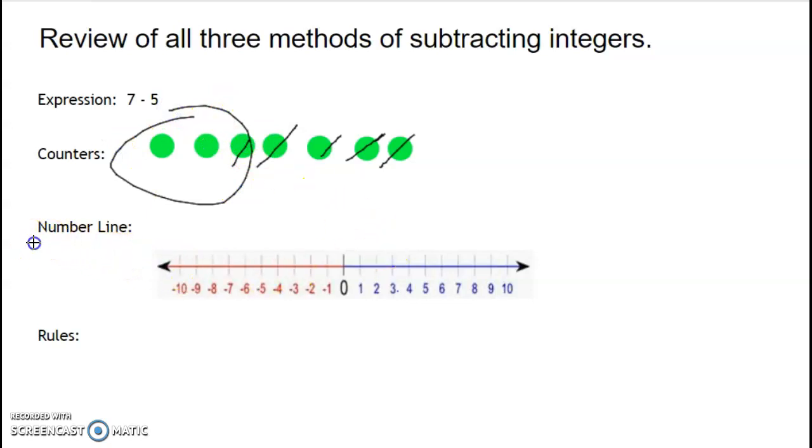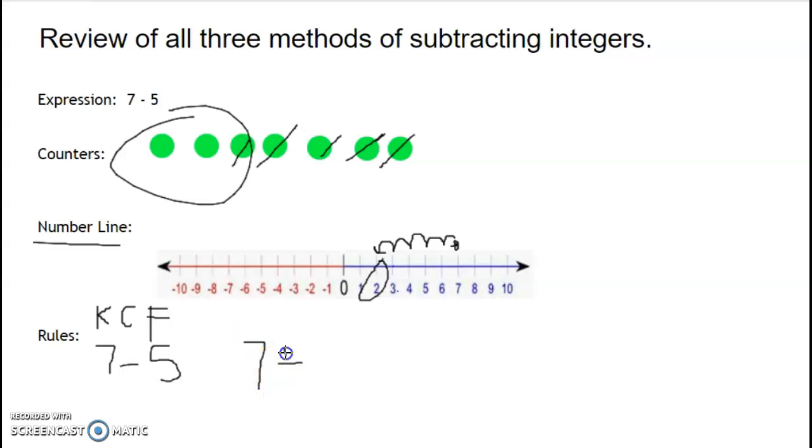If we look at our number line, we start at positive 7 and we take away 5. So that means I'm moving in the left direction. Remember, if you are subtracting a positive, you move in the left direction. And lastly, our rule, we have 7 minus 5. You keep the first term, change subtraction to addition, and find the opposite of positive 5. So this now becomes 7 plus negative 5.